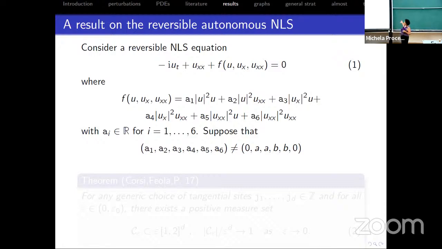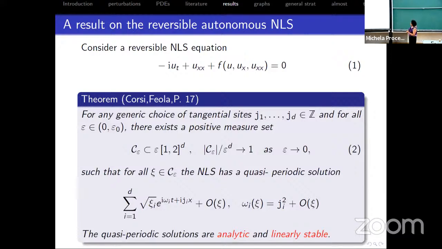Now take any one of these equations. So sorry, these numbers should be all real. Now take any one of these equations and avoid this particularly degenerate case because it only has periodic solutions, unfortunately. Then here is this result on quasi-periodic solutions with Livia Corsi and Roberto Feola.